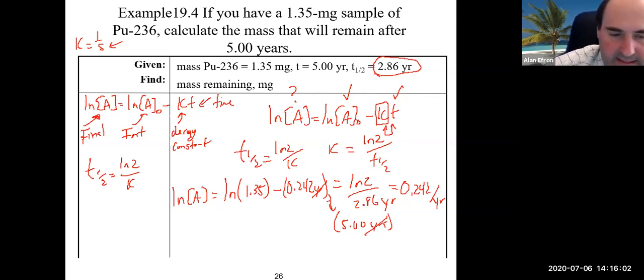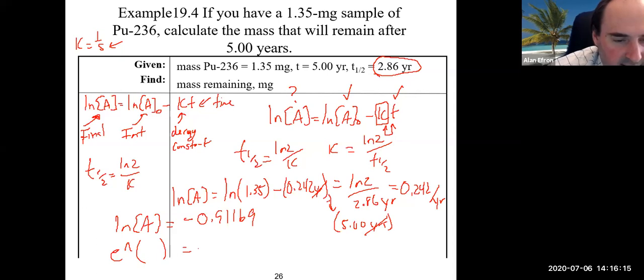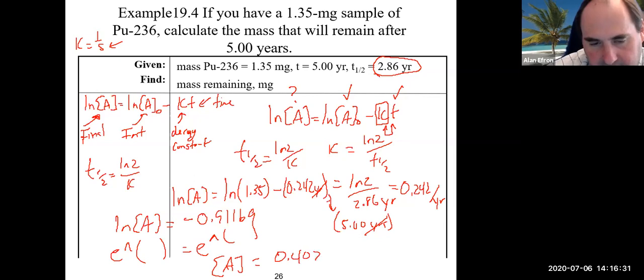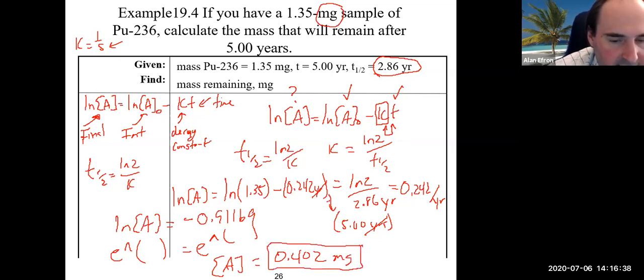And it looks like we end up with the natural log of A equals minus 0.91169. To get rid of the natural log, we need to take e of both sides. We take the e of that and the e of this. That will give us that A equals 0.402. And the units here would be the same units as what we started with. So these would be milligrams in this case.